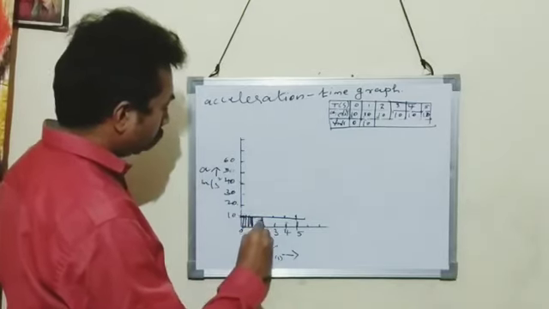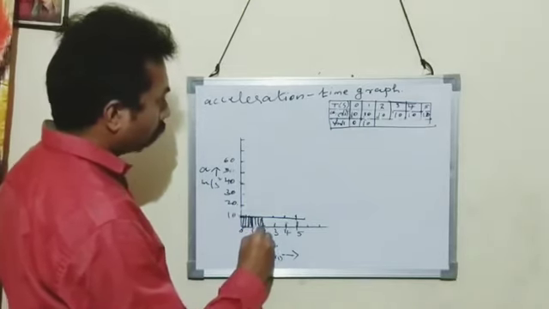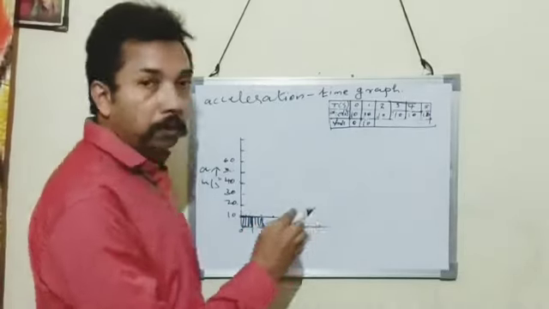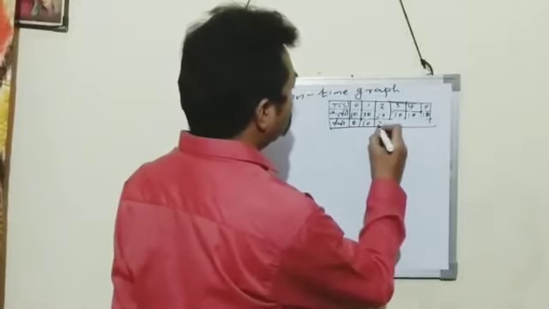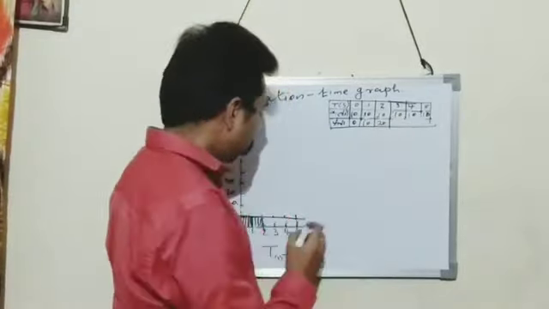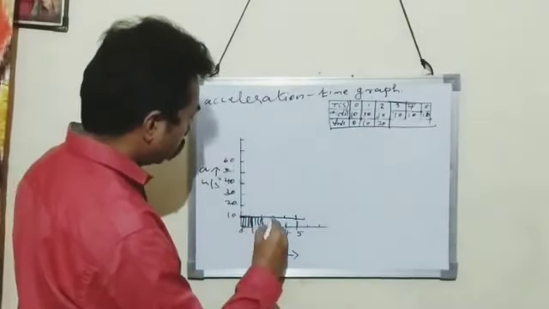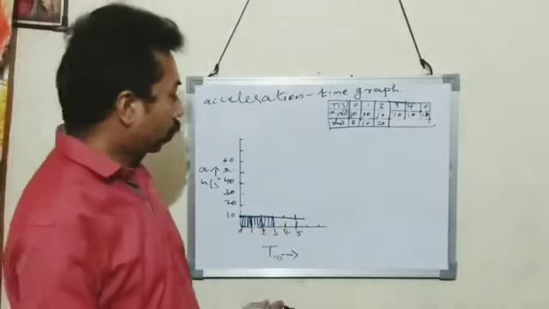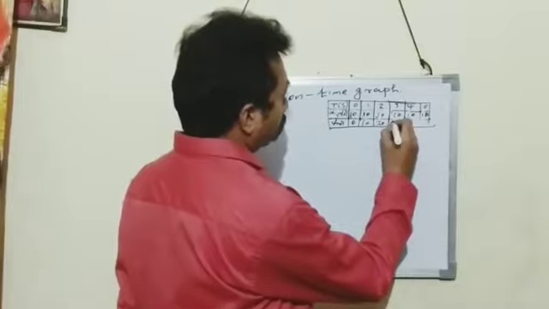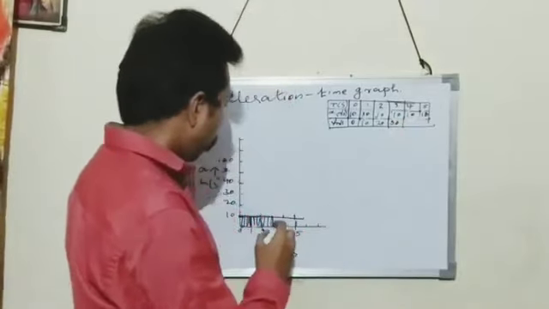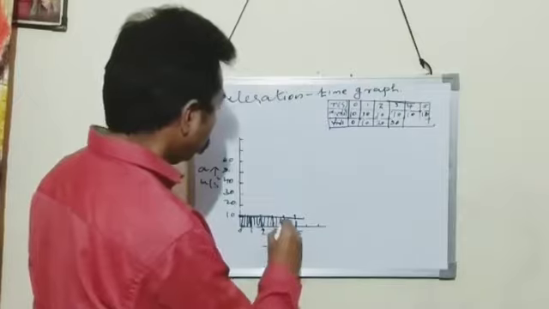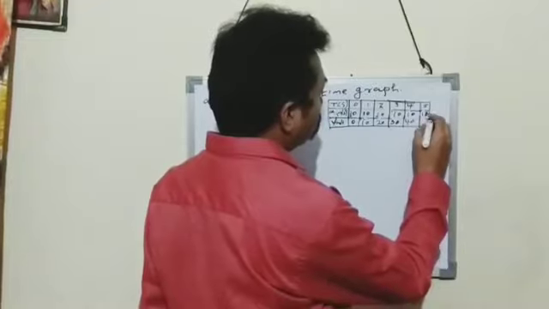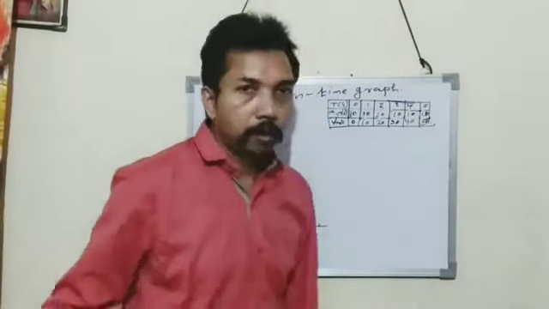Then you have to find the area of this rectangle. So that will come L into B, 2 into 10, which is equal to 20 meter per second. Then what is the velocity after 3 seconds? For that you have to find the area of this rectangle. So that will come 3 into 10, 30 meter per second. And 4 seconds, it will come 4 into 10, 40. And at 5 seconds it will be 50 and so on.